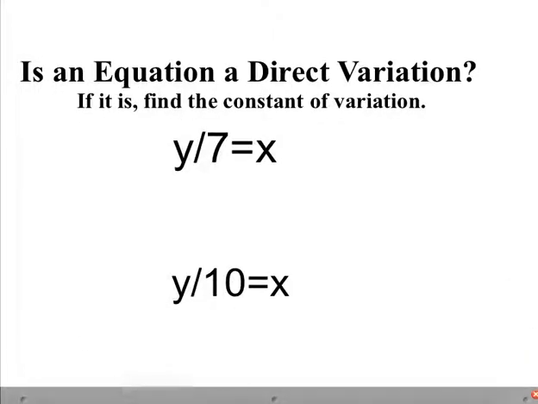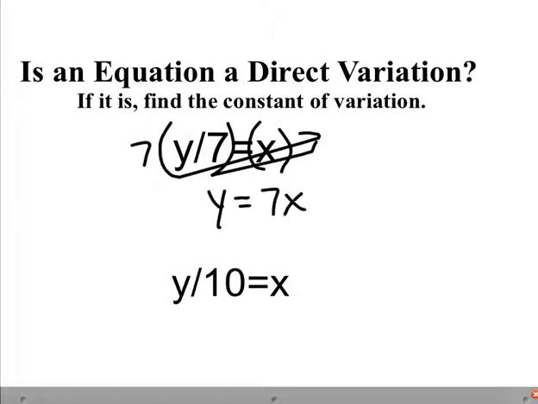Okay, let's try a couple more. In this case, y has been divided by a number, so I'm going to multiply by that number on each side. So I get y is equal to 7x, for sure direct variation, with k being 7. And same here, we get y equals 10x, so k is equal to 10.